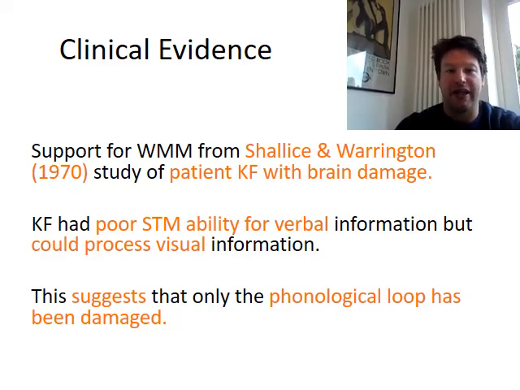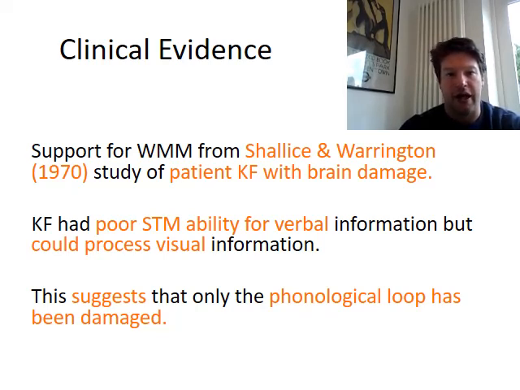Okay, the first one's clinical evidence, you can call this one. Support for the working memory model comes from Shallice and Warrington, 1970, with the case study of KF. So they call him KF, that's to do with ethics, and they don't use real names, you've got to be confidential. But patient KF with brain damage had poor short-term memory ability for verbal information, but could not process visual information.